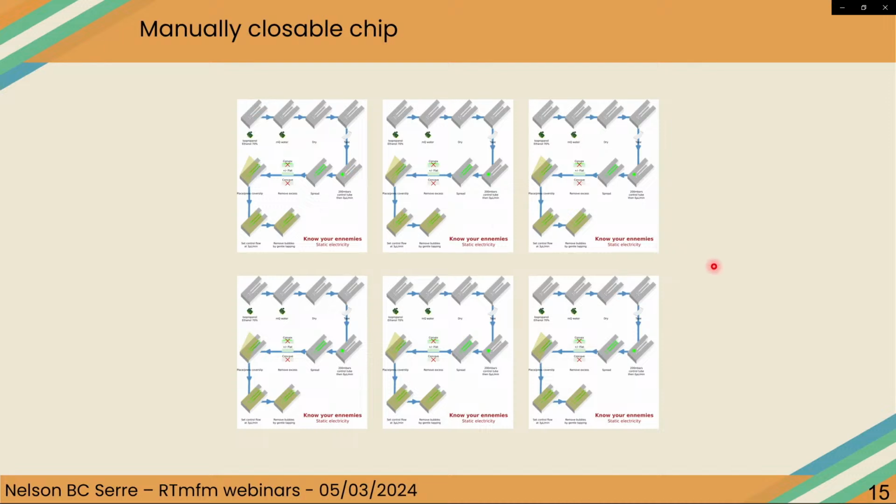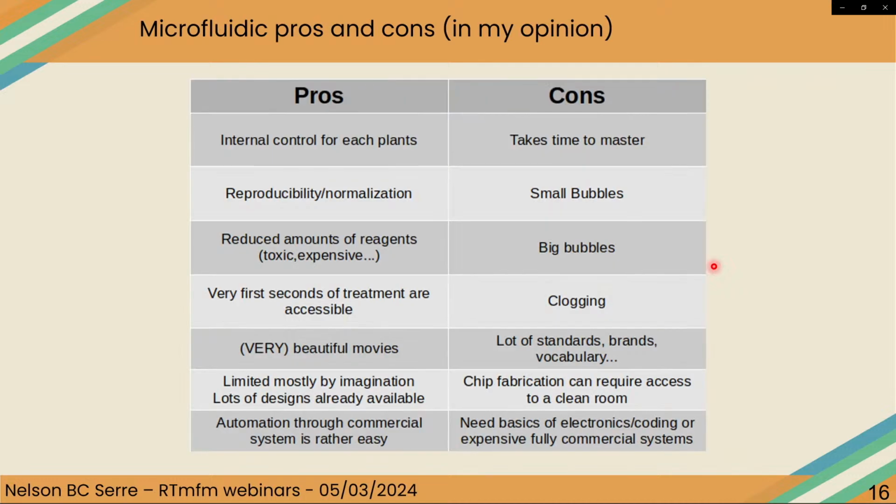Instead of one that it took me 1.5 weeks to grow the plants in. And so for me, the microfluidic pros and cons for root microscopy is that first you have internal control for each plant because you image the root both in control then in treatment, which can help with reproducibility and normalization of like stainings or basal root growth, this kind of thing.